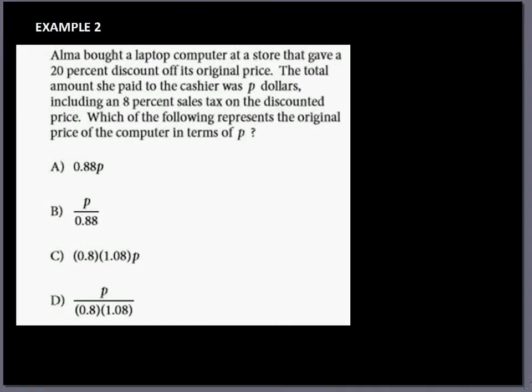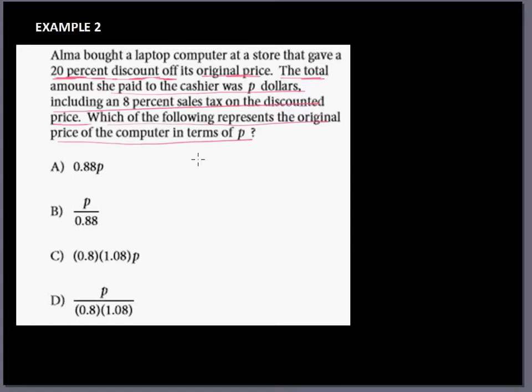Okay, let's take a look at our second example for our percentage problems. Amma bought a laptop computer at a store that gave a 20% discount. All right, 20% discount means the price went down by 20%. So in essence, the price came to 80% of its original price. The total amount she paid to the cashier was P dollars, including an 8% sales tax on the discounted price. Which of the following represents the original price of the computer?